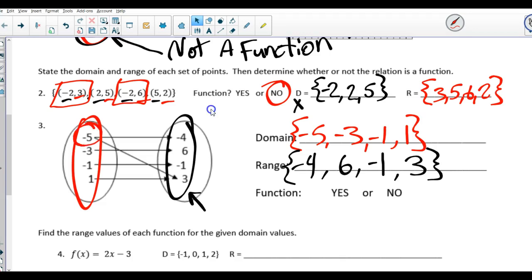I see -5 has 2 girlfriends. That vending machine gives 2 outputs. It is not a function because of that.